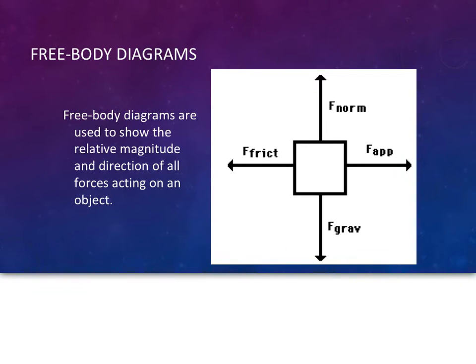To get used to some of the types of forces, this is the force of friction, this is the normal force, this is the applied force, and this is the force of gravity. In this case, all the forces look to be about the same magnitude, just different directions. So if they were indeed the same, then it would be in equilibrium because all the forces would cancel out.